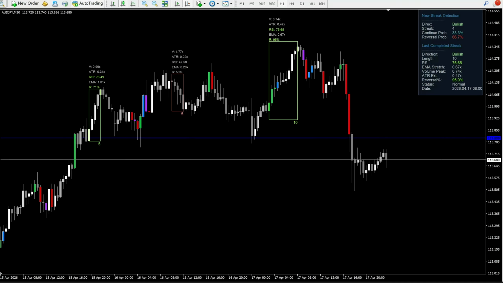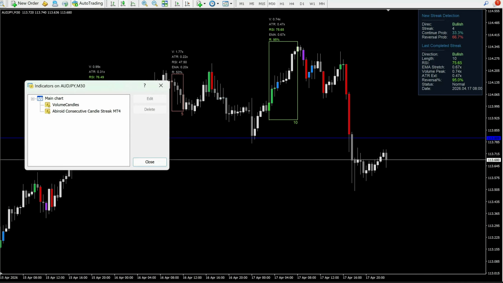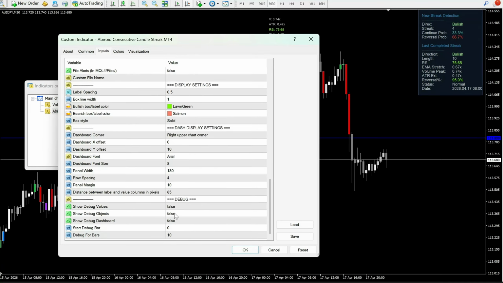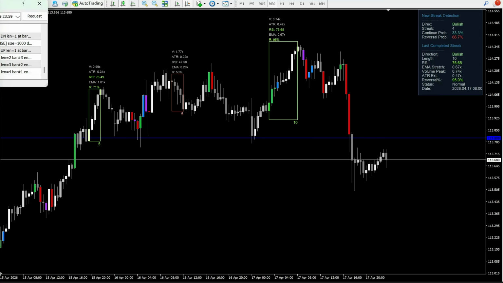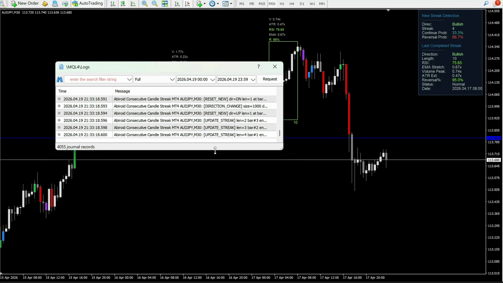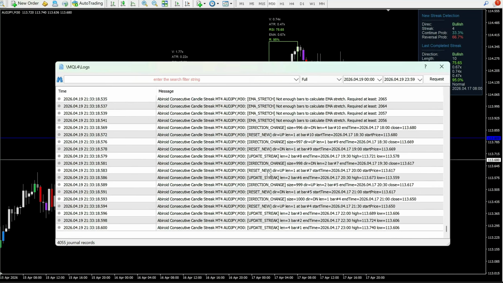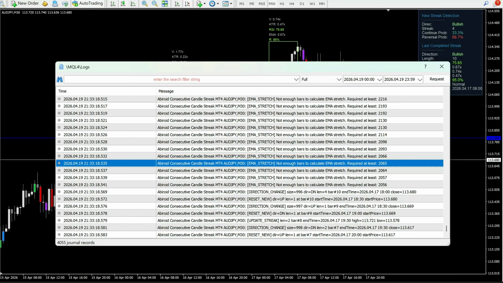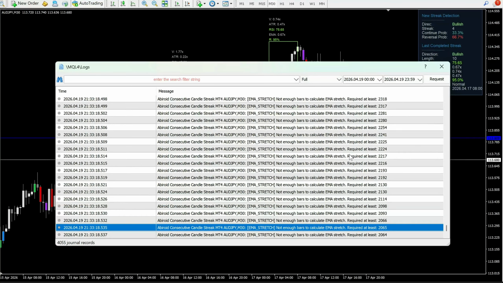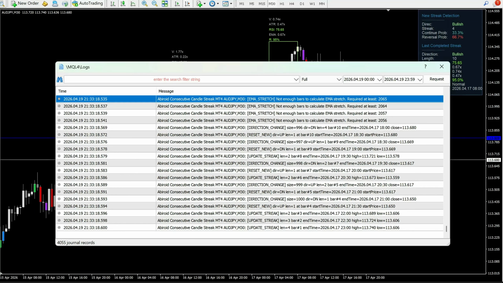And also for the main indicator, I've kept the debugging right here, so you can just see the debug values. You can debug the objects, or you can debug this smaller dashboard by setting all of that. Right here, you will get all the values in your debugs, and it will show you, if you don't have enough bars to calculate, suppose the EMA stretch, then it will show you any of those errors and possible reasons why certain calculations are not working.